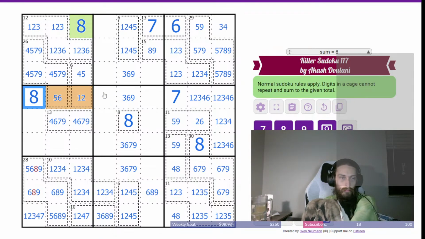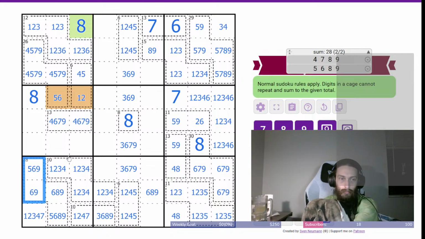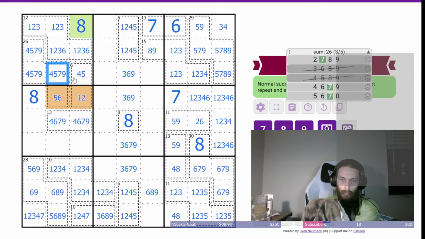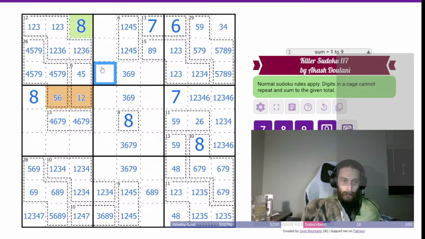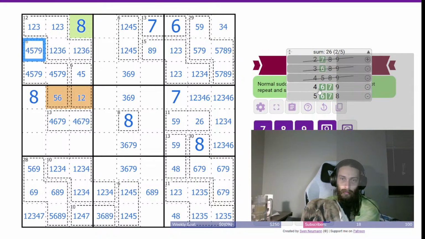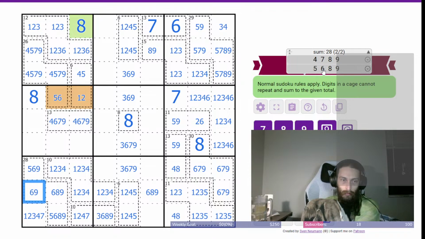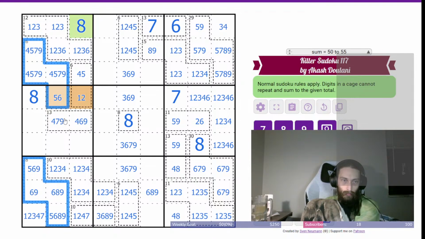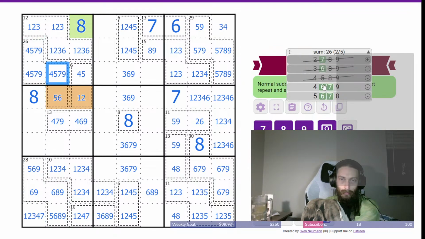Oh, and this is an 8. And the 26 has to have 5 or 6 in it. Yep, so it can't be 2, 7, 8, 9. No, it has to have a 6 in it, and this has to have a 6 in it. So this can't be 6, and that can't be 7. Because 26 has to have a 6 in it? Yes. Oh, right. 6 and 7.